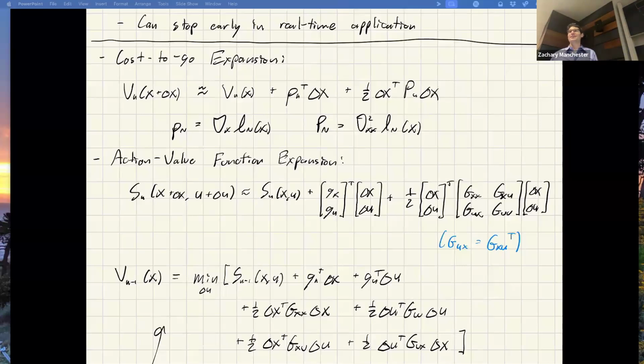Are the G's not time varying then? They are, yeah. So I'm being a little loose with this stuff. I kind of subscripted them in terms of x's and u's here.